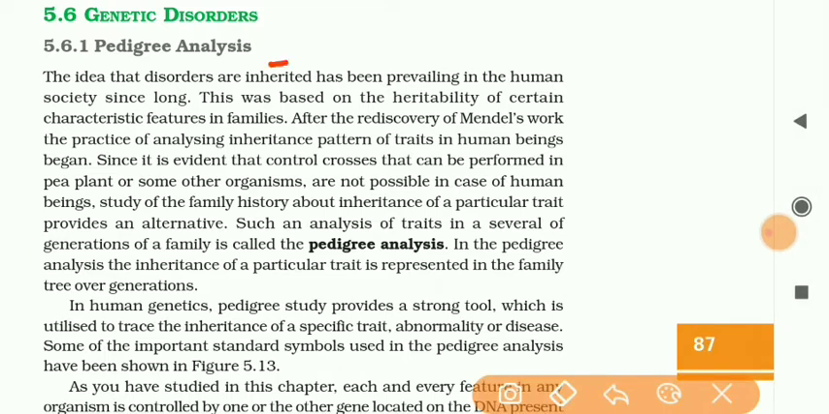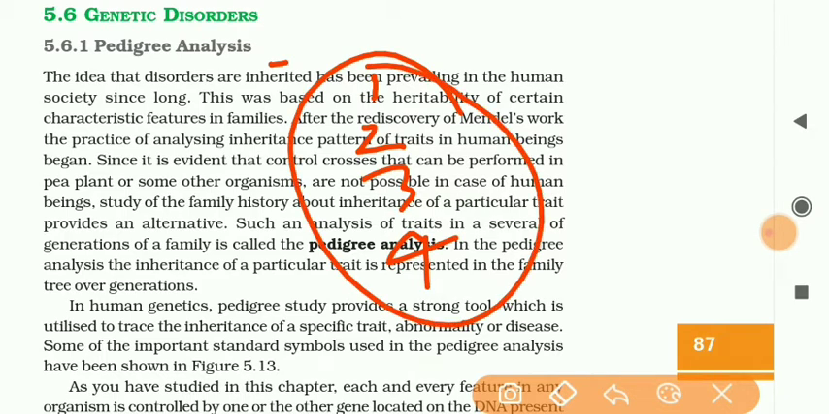What is the meaning of pedigree analysis? Pedigree analysis means when we observe any disease through 3 or 4 generations, starting from generation 1, 2, 3, 4. This type of analysis is called pedigree analysis, and it is very helpful in knowing the structure and functions of that particular disease.